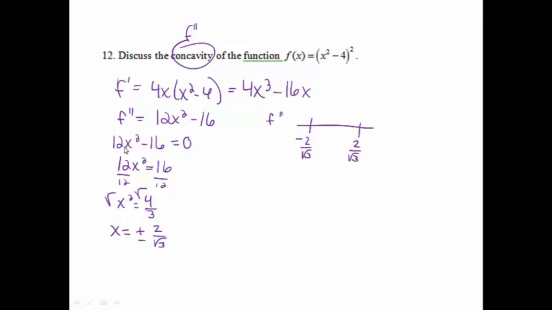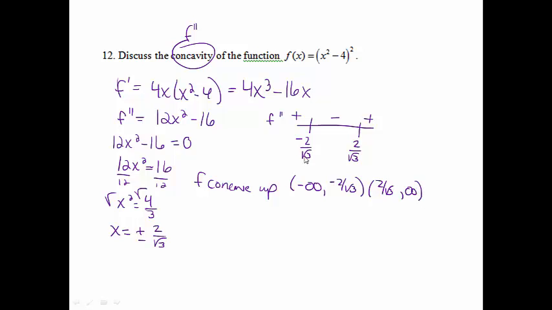If I plug negative 10 into the second derivative, I will definitely get a positive number. If I plug 0 into the second derivative, I will get a negative number. And then if I plug positive 10 in, I will get a positive number. So when we want to discuss the concavity, I would say that f is concave up wherever my second derivative is positive, which would be negative infinity to negative 2 over the square root of 3, and also again from 2 over square root of 3 to infinity.